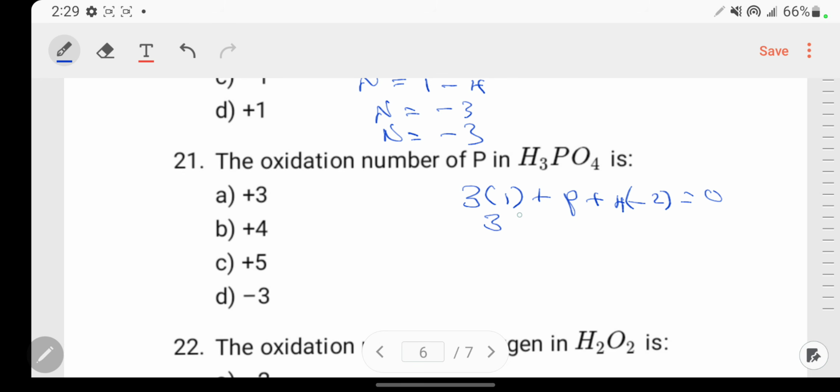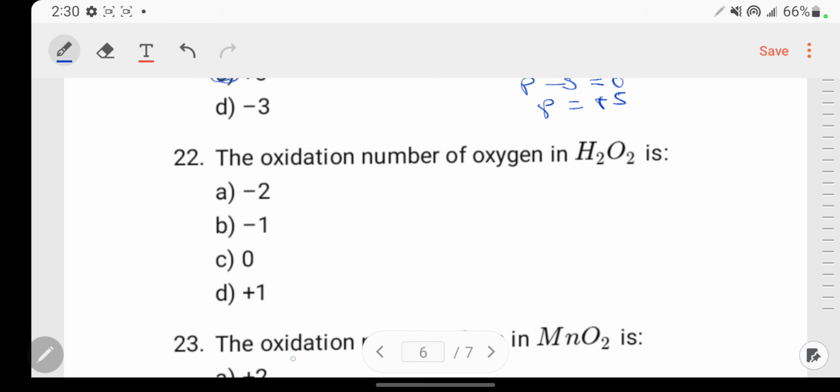So we have 3 plus P, 4 by 2, it will give us -8 should be equal to 0. So P plus 3 minus 8 should be equal to 0. So P, then 3 minus 8 gives us -5 should be equal to 0. So P should be equal to +5 like that. So the answer here is +5.